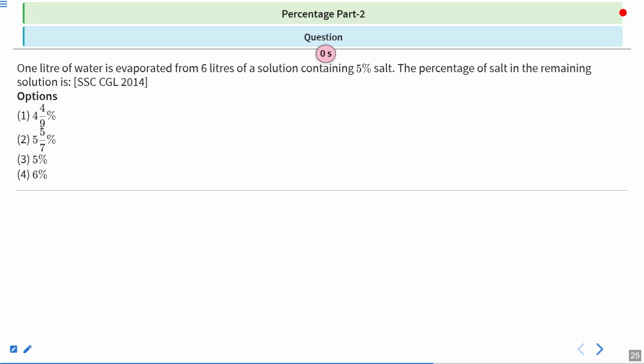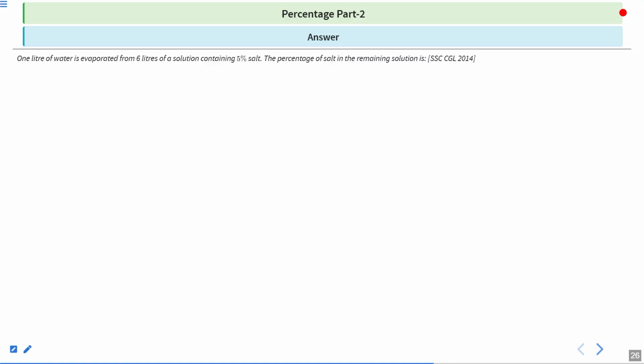Now time's up. Let's see the solution of this question. The question says that 1 liter of water is evaporated from 6 liters of the solution containing 5% salt. Now we need to find the percentage of salt in the remaining solution. The correct answer of this question is 4, which is 6%. Now see the solution using concept 7.3 in this question.